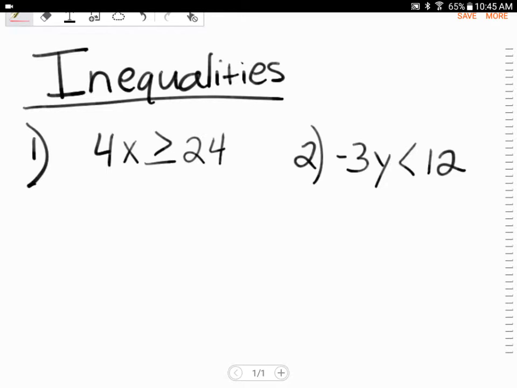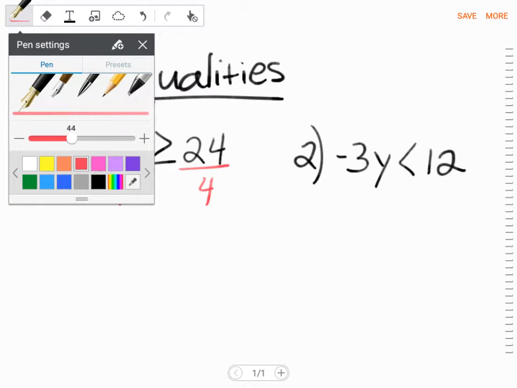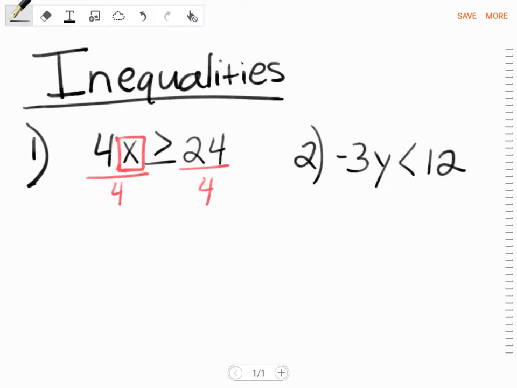In this case, in order to get x by itself, because that's our whole goal, is to isolate our x. So in order to do that, I notice that 4 is multiplying by that x, so I have to do my inverse operations. We'll divide by 4, divide by 4. Now I'm dividing by a positive, so I have no problems. It's just going to end up being treated the same way as every other problem ever. So 4 divided by 4, those guys cancel off, and we are left with x is greater than or equal to 24 divided by 4, which gives you 6.